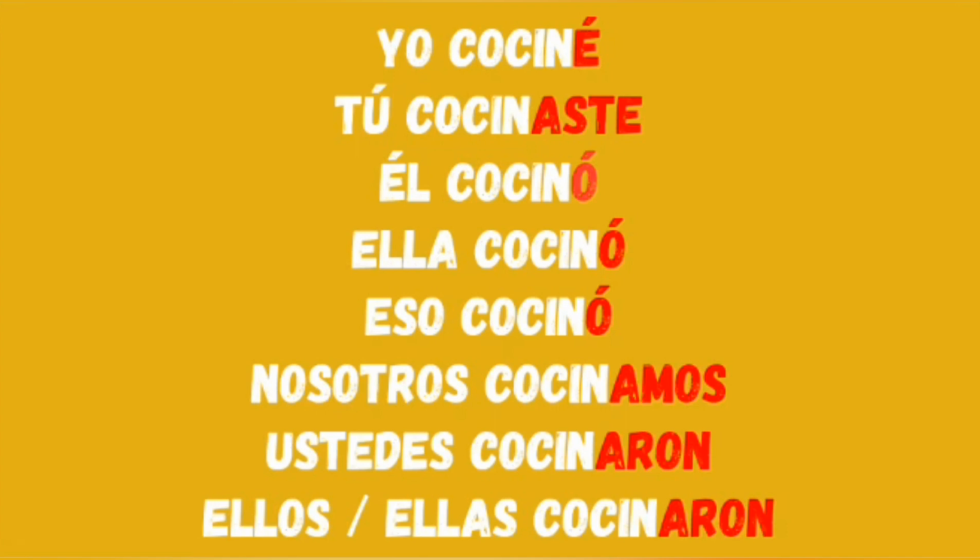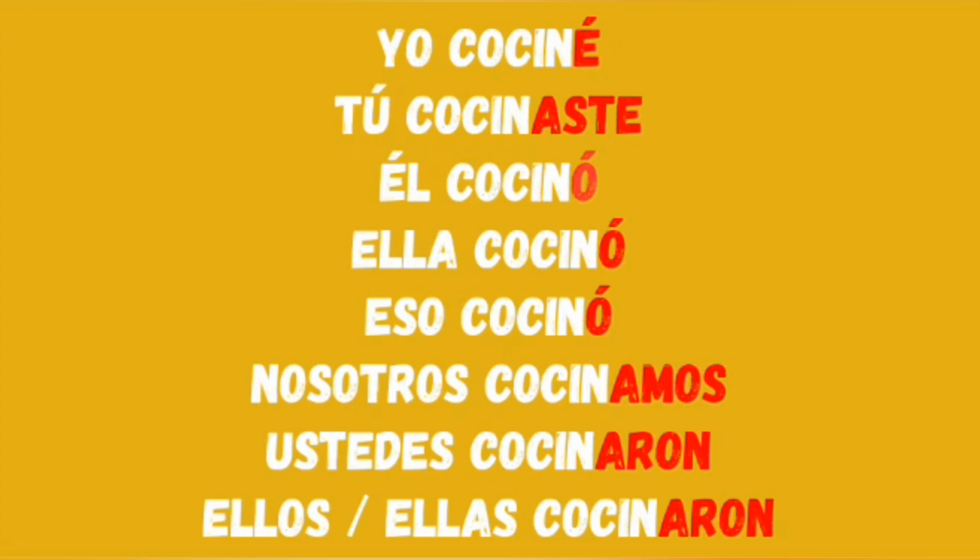If you want to say he cooked, you have to say él cocinó. To say she cooked, you have to say ella cocinó. To say it cooked, you have to say eso cocinó. To say we cooked, you have to say nosotros cocinamos. The root word is cocin.